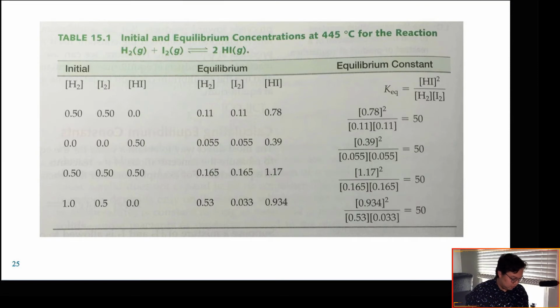These are just some, again, to compare for this specific reaction that we just did, what the equilibrium ends up being based on different starting amounts. So if you take an empty sealed flask, and you put 0.5 molar H2 and I2 at equilibrium, you'll get exactly what we saw. You'll get 0.11, 0.11, and 0.78.